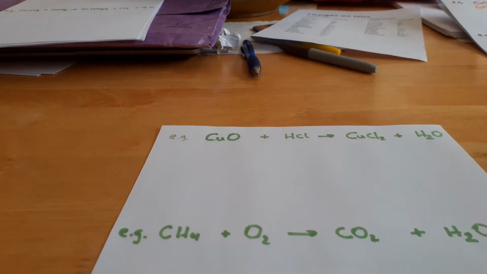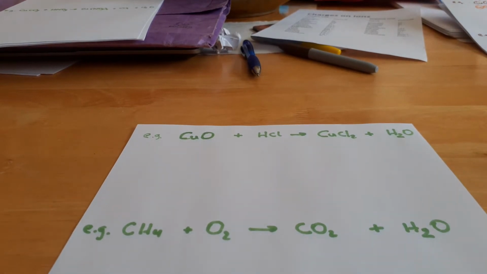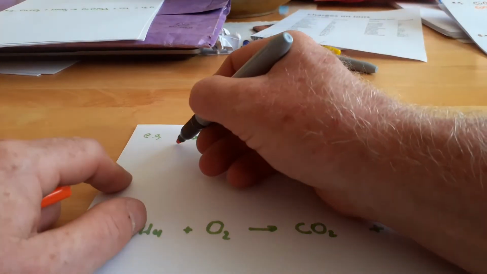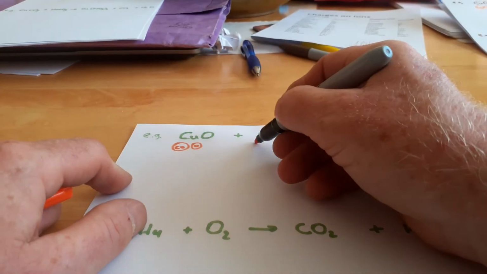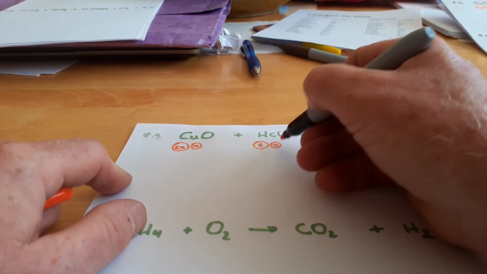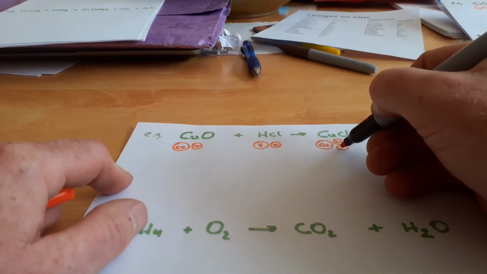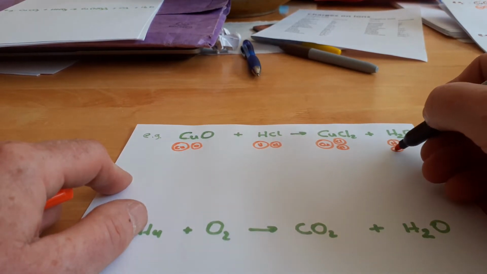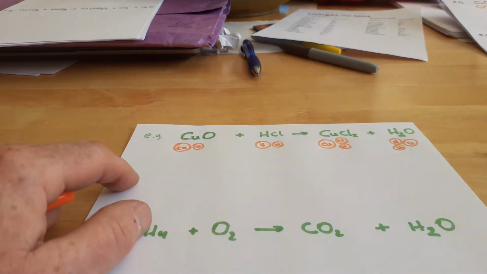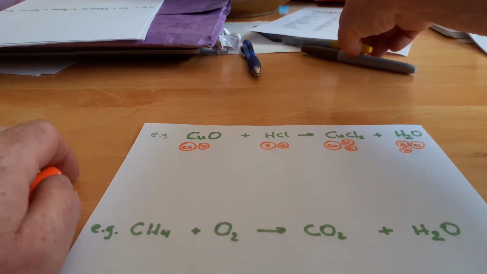So this first one, we've got copper oxide and hydrochloric acid going to copper chloride and water. Now what I tend to do, I draw out the atoms of the elements, so copper and oxygen, hydrogen and chlorine, copper and two chlorines, two hydrogens and an oxygen. Now, when I've got this, it makes my balancing much easier.